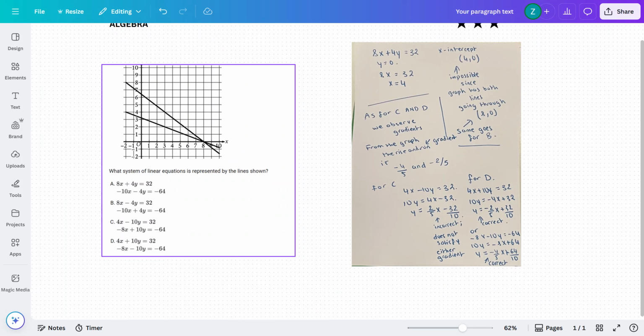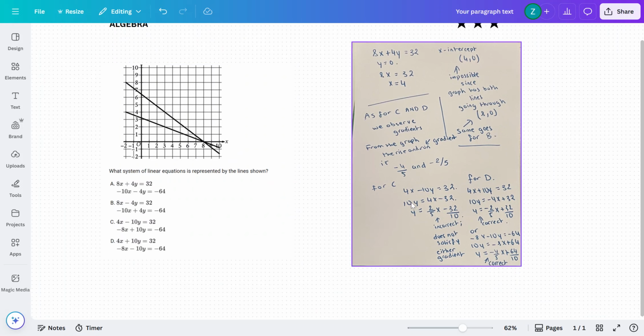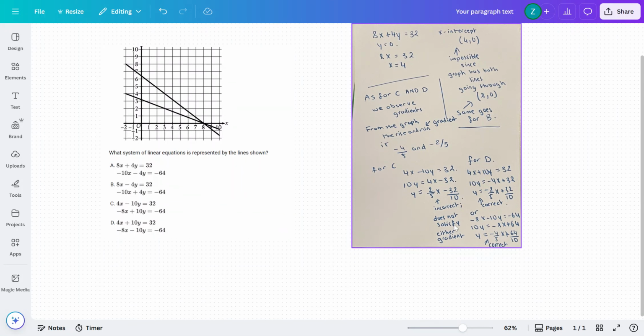So for C, we have 4x minus 10y equals 32. By rearranging, we are able to see that 10y equals 4x minus 32, and y equals 2 over 5 x minus 32 over 10. Ideally, it should conform to the gradients on the graph, which are negative 4 over 5 and negative 2 over 5, but they instead give us 2 over 5. So that is not the answer. Therefore, C is disqualified since it is neither negative 2 over 5 nor negative 4 over 5. It does not satisfy either gradient.